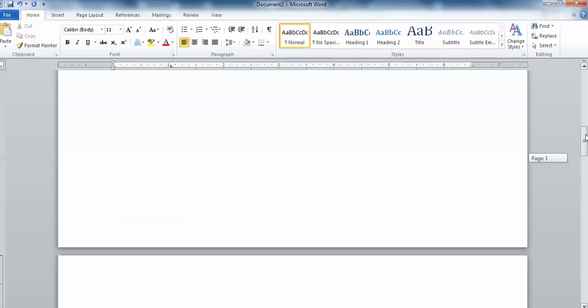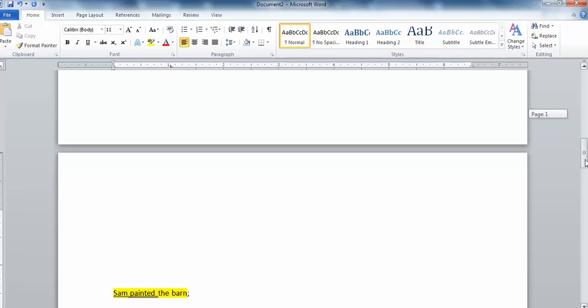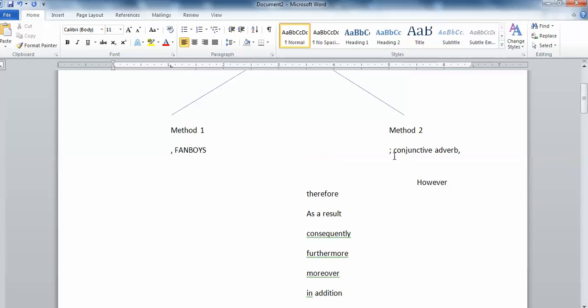Let's go back and look at some of those conjunctive adverbs. What about in addition or furthermore or moreover? All of those mean "and." So let's go and use "in addition." What do I put after "in addition"? A comma. Remember, method 2 is semicolon, conjunctive adverb, comma.